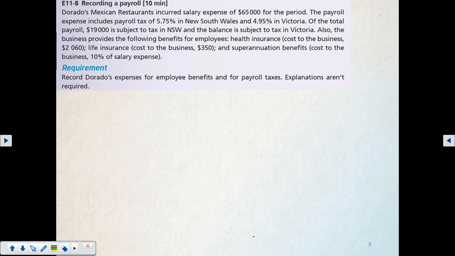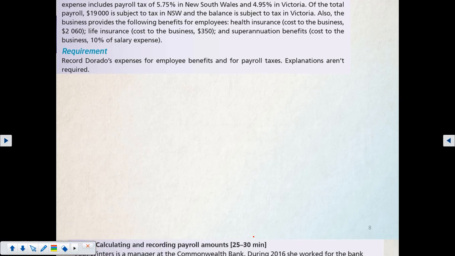Okay, this one. Can you do this one quickly? This one is the journal entry for this. Okay, ignore this one. Let's move to the next.